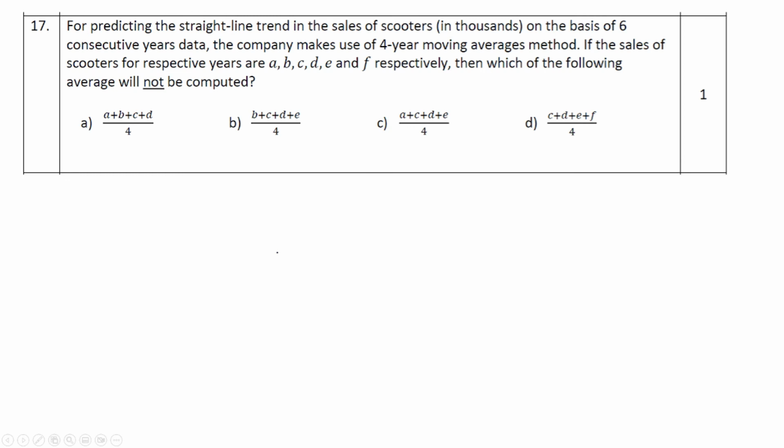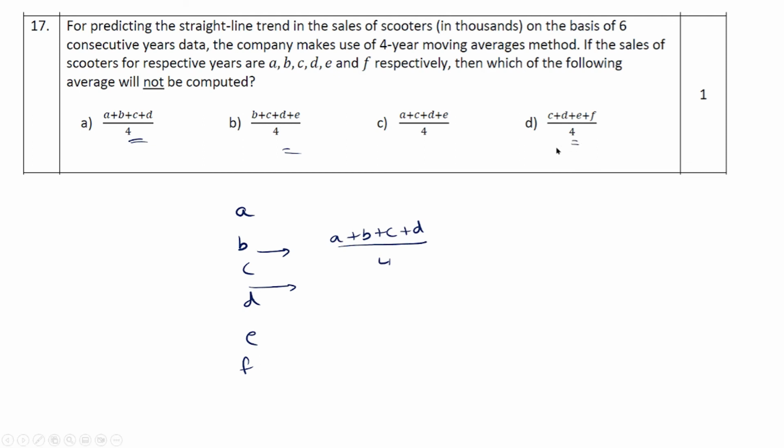So if we want to find the 4-year moving average, then we will take 4 consecutive years and proceed. So if we have A, B, C, D, E and F, here we will find the average of A, B, C and D. And then here we will find the average of B, C, D and E. And then we will find the average of C, D, E and F. So these 3 options are correct.